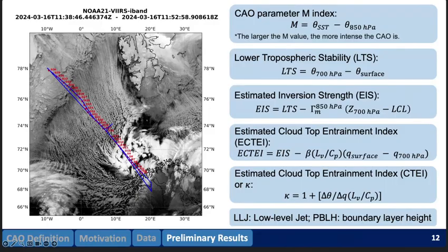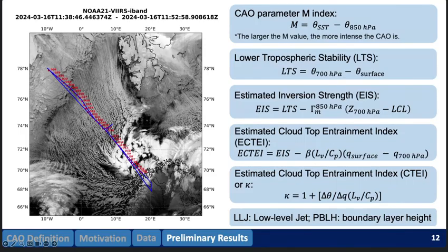So the first method, they calculated the ECTI based on the EIS and the specific humidity differences between the surface and 700 hectopascal. Another one, they calculated the CTEI based on the potential temperature differences and the specific humidity differences just above the boundary layer height and below the boundary layer height. So there are two different kinds of calculation. We also look at the low-level jet, and of course, we also look at the boundary layer height.